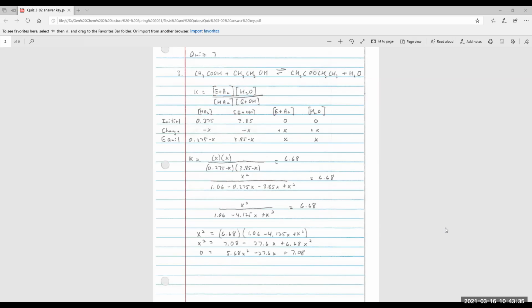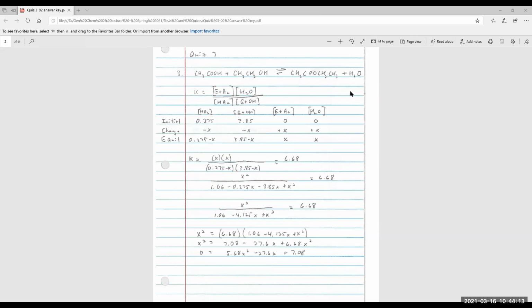At this point, it's a matter of doing the algebra. You can look through this in detail if you want, but at the end of the day, you wind up with 5.68 X squared minus 27.6X plus 7.08. So if you had some problems with the algebra, I would suggest going back and taking a look at this in a little more detail and try working through it again. That set us up to use the quadratic equation.